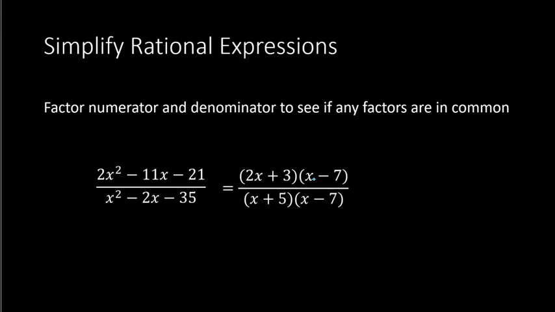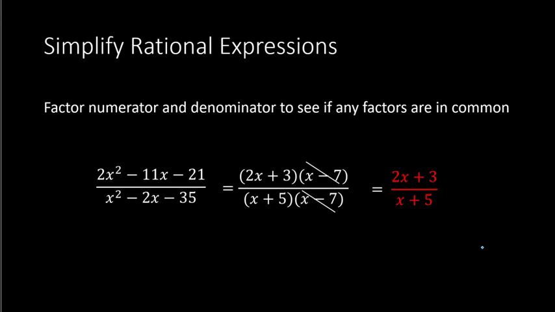Notice they both have x minus 7 in common. So what I can do is divide top and bottom by x minus 7, which will have the effect of canceling out. What we're left with is 2x plus 3 on the top and x plus 5 on the bottom. So your final answer would be 2x plus 3 over x plus 5.